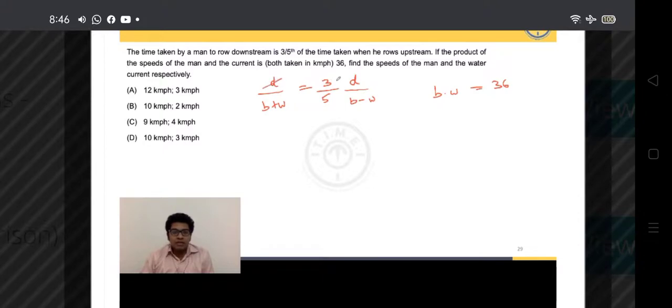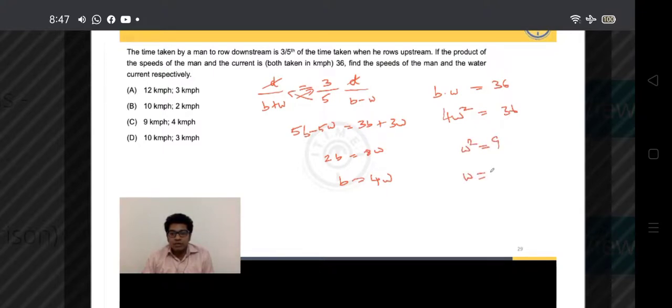So here I can just cancel, D will go off. So 5 into B minus W equals 3 into B plus W, just cross multiply. So I'll have 5B minus 5W equals 3B plus 3W. So 5B minus 3B will be 2B. 3W plus 5W will be 8W. Therefore B equals 4W. If I just substitute here, I'll get 4W square as 36. Therefore W square equals 36 by 4, which is 9. Hence W equals plus or minus 3, but since it cannot be negative, it is 3.